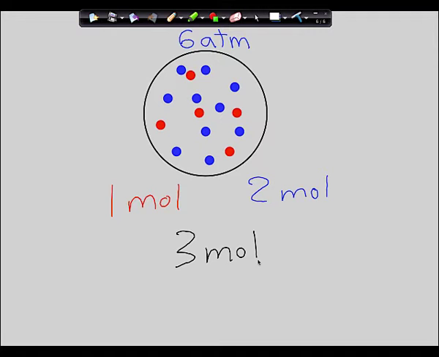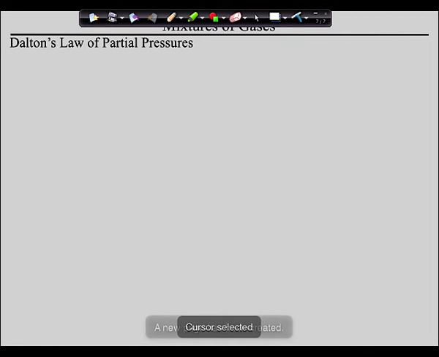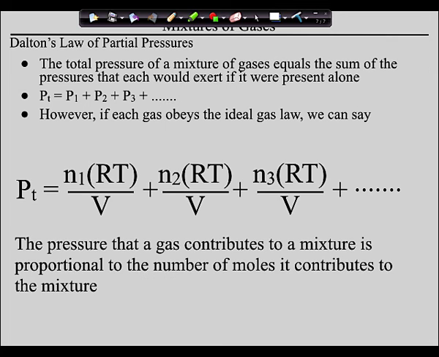So the idea is the ratio of moles and the ratio of pressures in mixtures of gases are proportional. You get the idea? Okay, so guys, let's say that formally by doing this. Back up here, and this is the idea. It says this: the pressure that a gas contributes to a mixture is proportional to the number of moles that it contributes to the mixture.